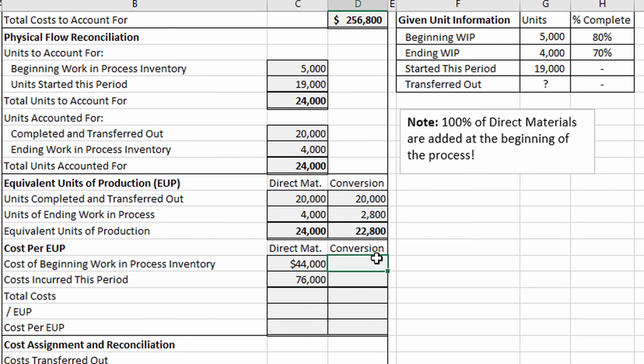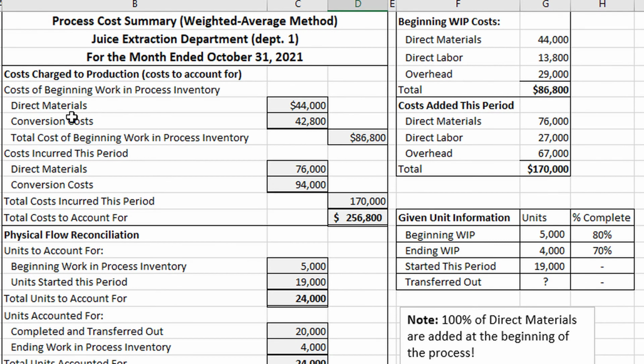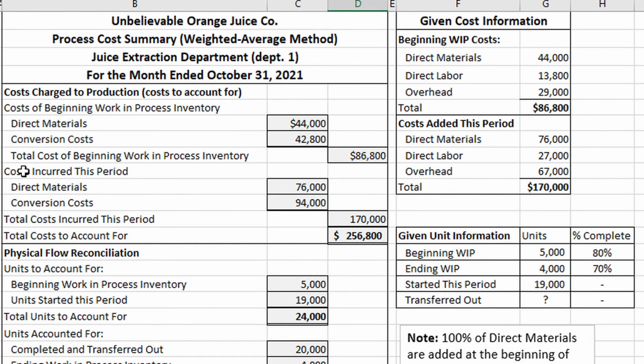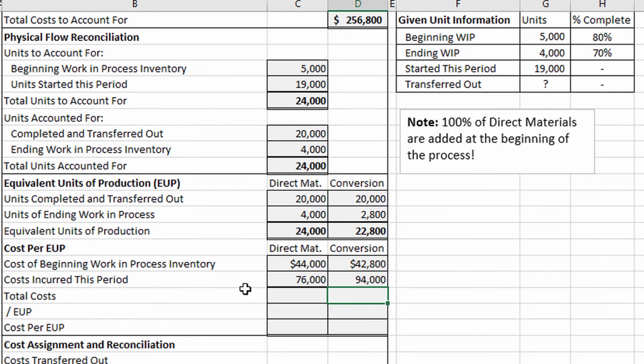And we can do the same kind of idea for conversion cost. Cost of beginning work in process inventory, conversion costs, 42,800. And then we need the conversion costs for costs incurred this period. And right here we see costs incurred this period for conversion costs are $94,000. And then we can go ahead and add those two rows together to get the total costs. So for direct materials, $44,000 plus $76,000 is $120,000. And conversion cost, $42,800 plus $94,000 equals $136,800.